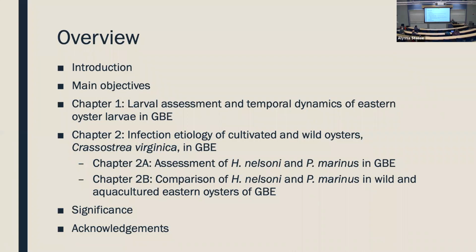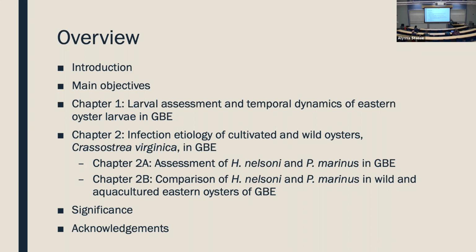So a little overview of what I'm going to do today. First, I'm going to talk about the background knowledge and give a brief introduction of my topic. Then I'm going to take you through the main objectives, the problems that I was trying to solve. Chapter 1 focuses on the reproductive output, so the larval assessment of Great Bay eastern oysters and how temporal dynamics, so physicochemical factors, plays into that.